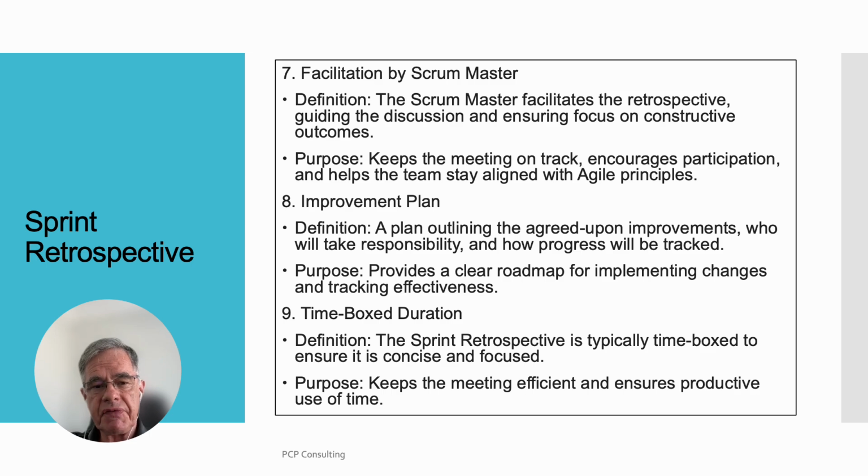Improvement plan. Definition: a plan outlining the agreed upon improvements, who will take responsibility, and how progress will be tracked. Purpose: provides a clear roadmap for implementing changes and tracking effectiveness.